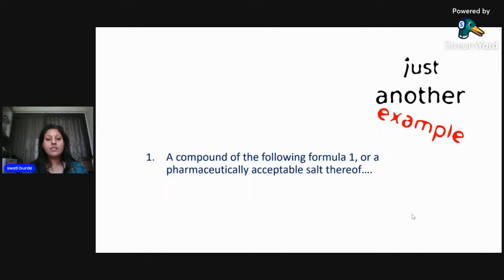This is an example of the compound. How can we claim a compound, a pharmaceutical compound, a formula? Then we can claim the formula.